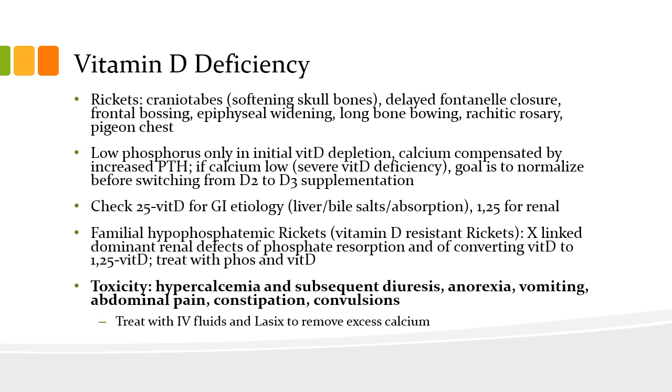If the phosphorus is low and the patient appears to have a vitamin D deficiency, consider X-linked familial hypophosphatemic rickets, which you treat with vitamin D as well, but also you need phosphorus supplementation. If vitamin D deficiency is caused by poor gut absorption, the 25 vitamin D will be deficient. If the kidney is not converting absorbed vitamin D into the viable type, 1,25 vitamin D will be deficient.